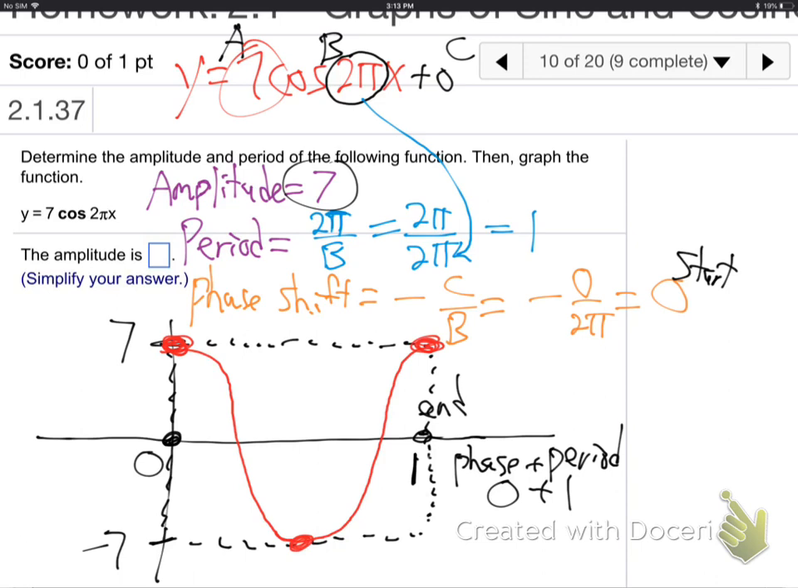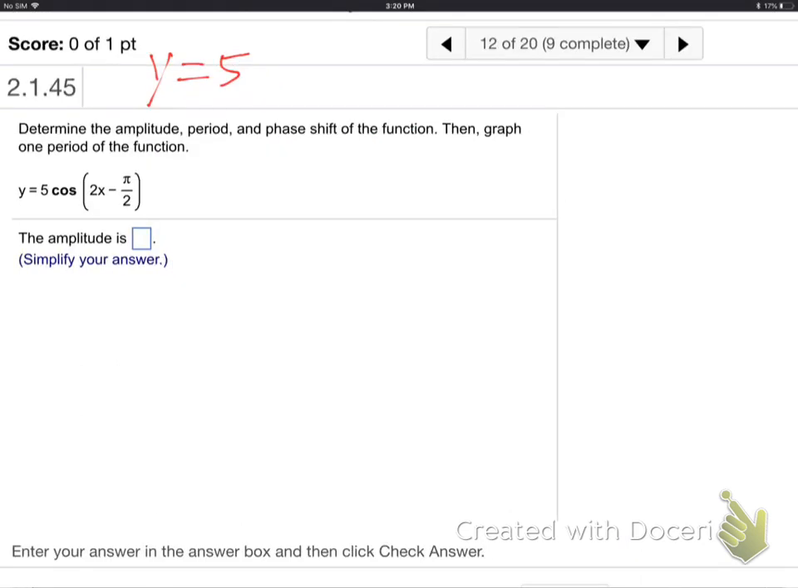You ready? We want to throw all the components now into cosine. All right. y equals 5 cosine of 2x minus pi over 2. That's a big one. See what you can do there. That has everything going on. It's got a period, a phase shift, an amplitude. It's cosine, not sine. See if you can put it together.